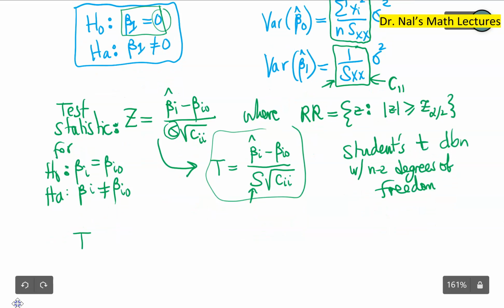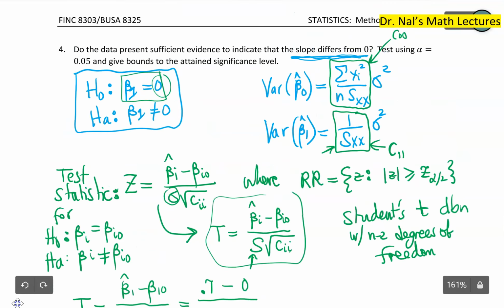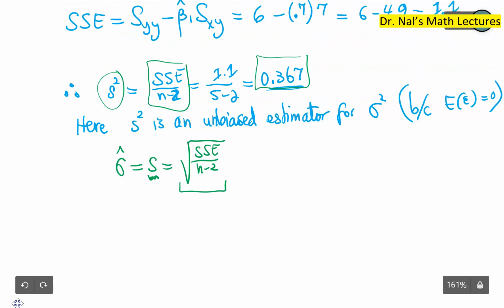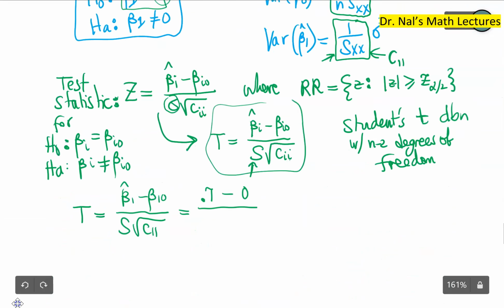So the t-test statistic comes out as, let me do it in two steps, beta 1 hat minus beta 1,0, all divided by S times the square root of C11. Beta 1 hat is 0.7, and we're checking if it is significantly different than 0. S came out as the square root of that value, because in the previous exercise we already evaluated S squared. The square root of that comes out as 0.606.